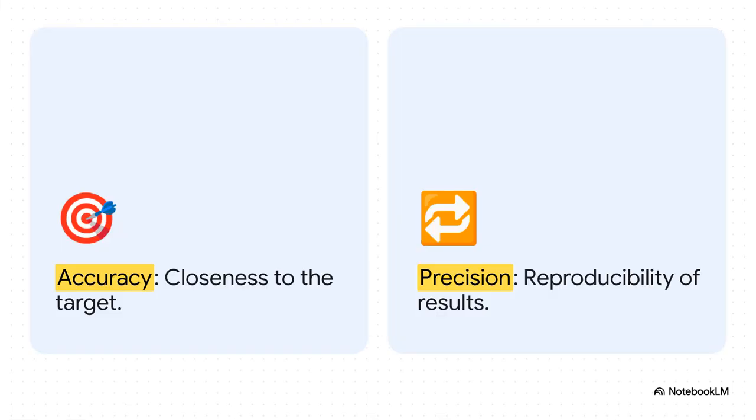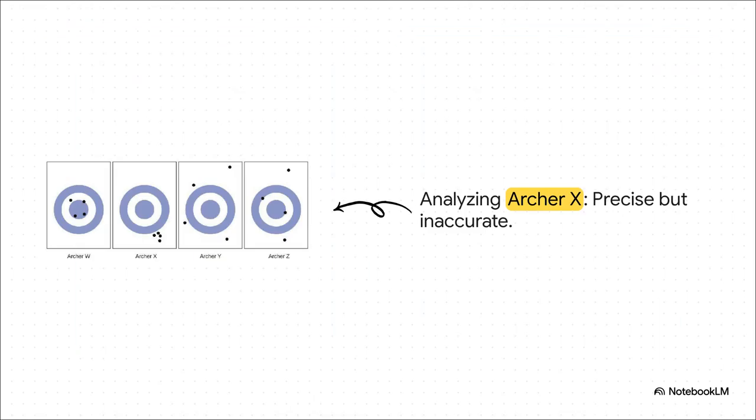In the scientific English world, when we say accuracy, we're really talking about closeness to the target. Did you hit the true accepted value? Precision, on the flip side, is all about the reproducibility of results. If you run the experiment over and over, do you get the exact same answer? Simply put, accuracy is correctness and precision is consistency. Let's look at how this plays out in real life.